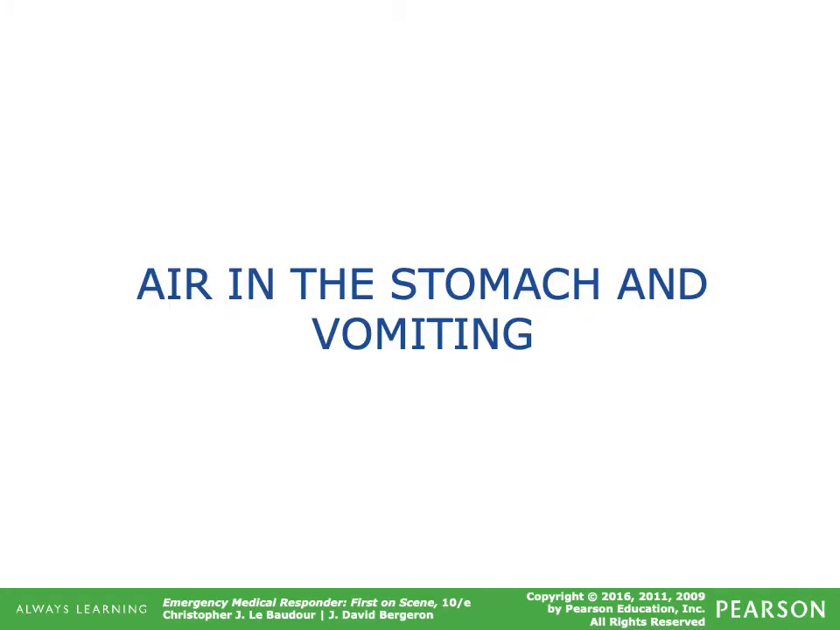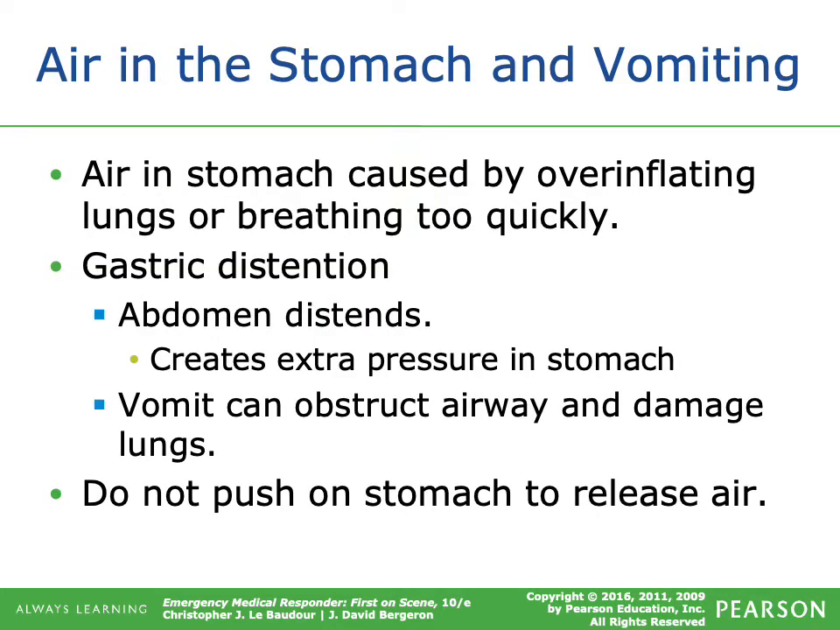Air in the stomach and vomiting. Air in the stomach caused by overinflating the lungs or breathing too quickly causes gastric distension. The abdomen distends, or swells; distension is another word for that. It creates extra pressure in the stomach. Vomit can obstruct the airway and damage the lungs. Do not push on the stomach to release the air. You're just going to cause them to vomit.